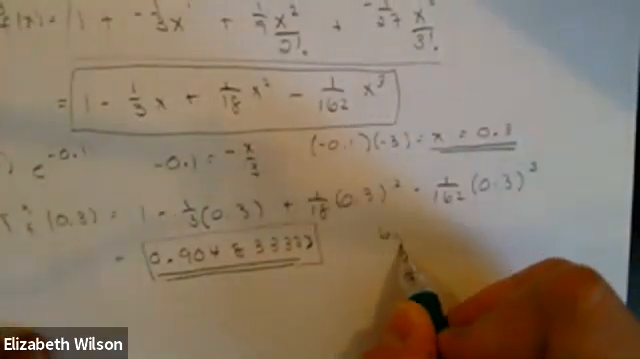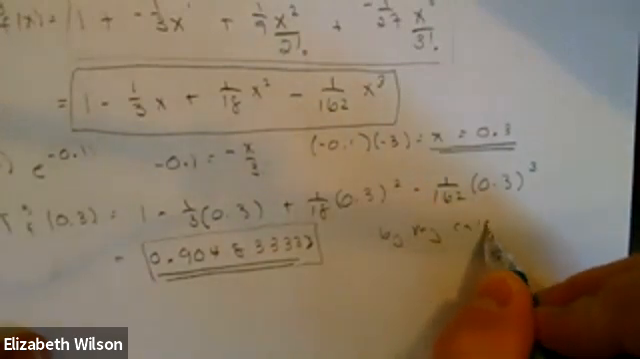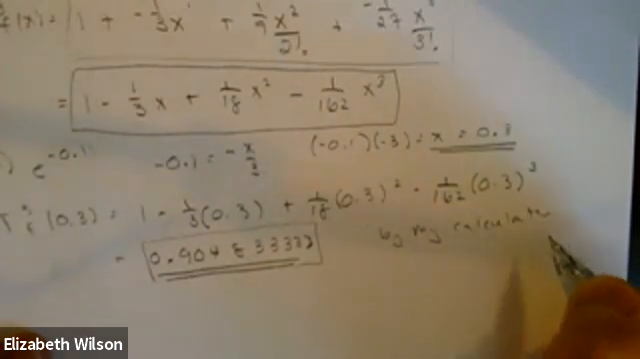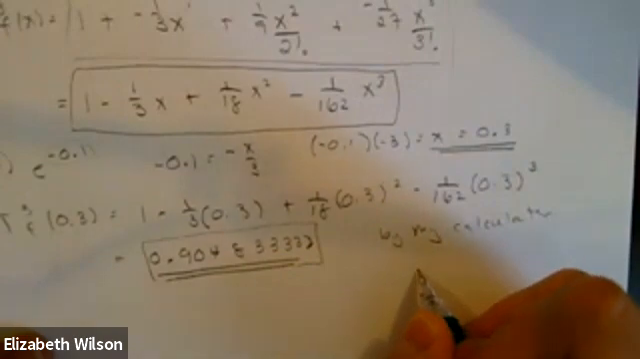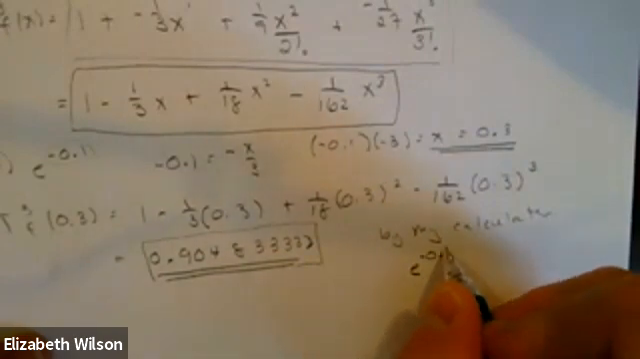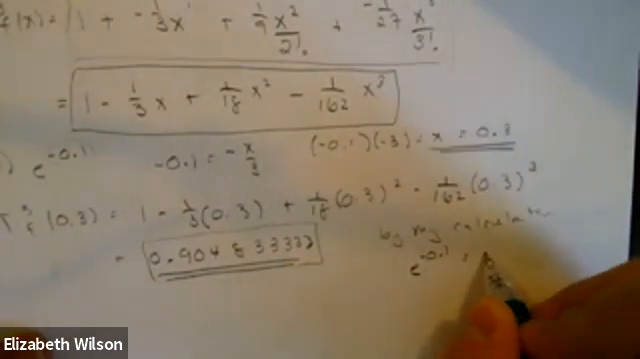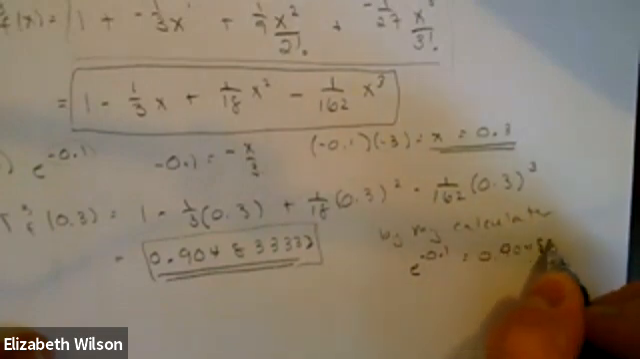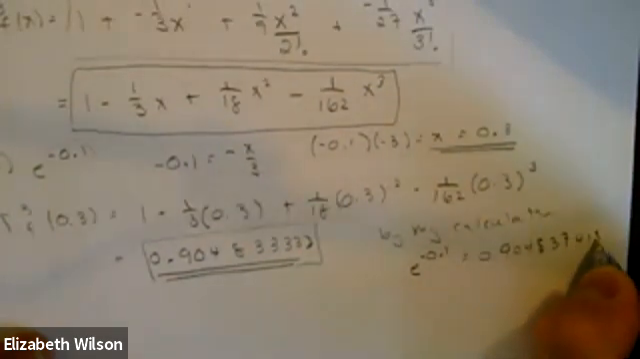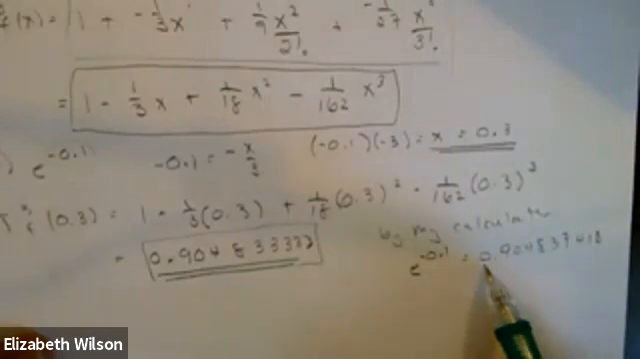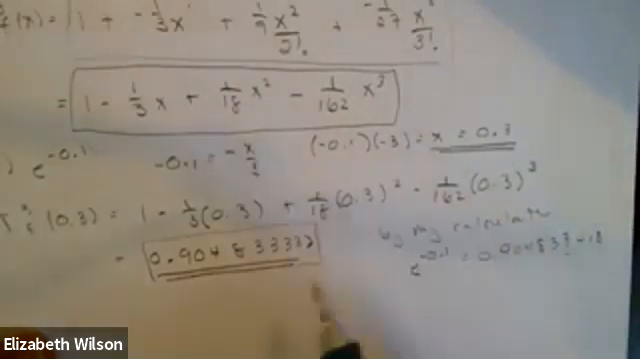Just as a sidebar, if you just want to confirm it, by my calculator, this is just for me to check on my own. This isn't what you would write down in your answer, but you could do this: e to the minus 0.1. I plugged it in itself. I get 0.904837418. Okay, so that's a good cross check, right? Look, it's almost identical, except it breaks down here at this particular point.